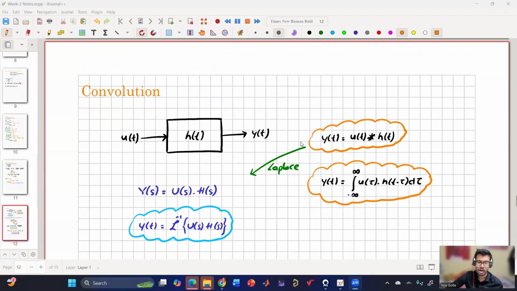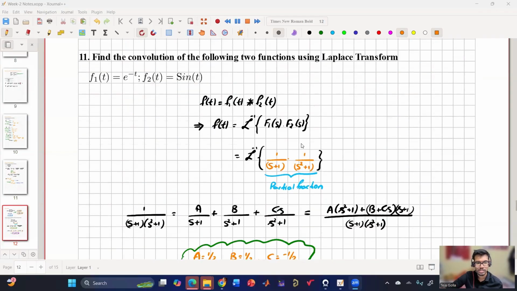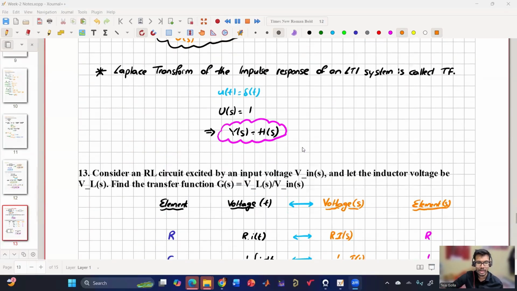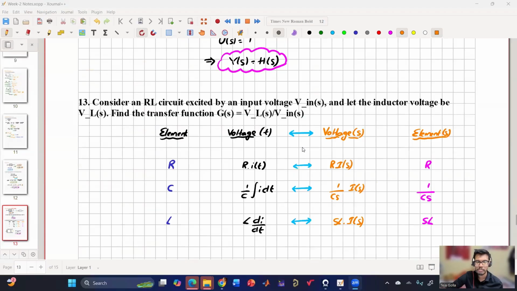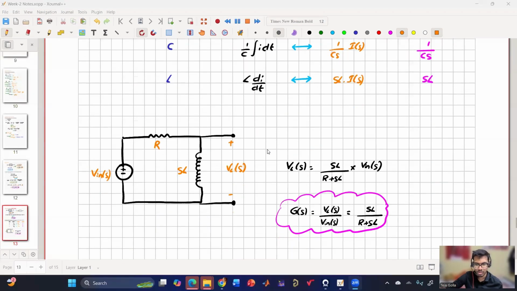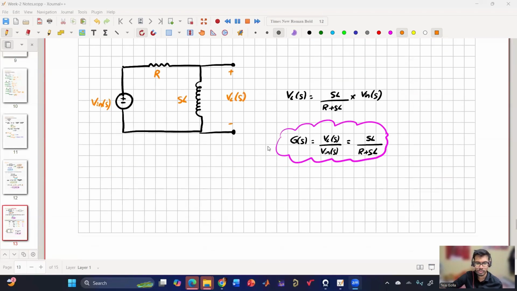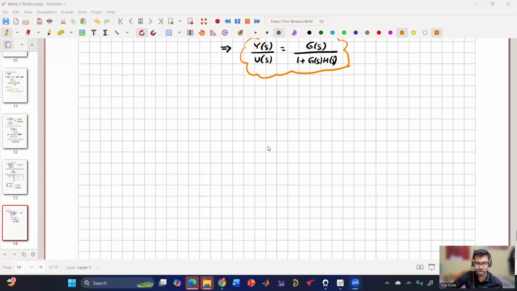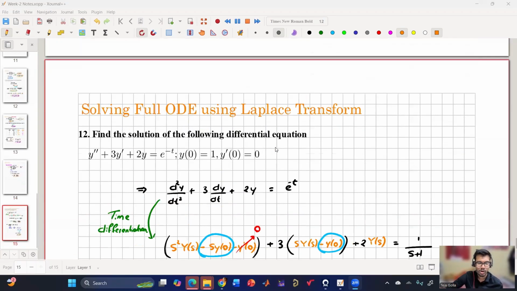Then we have also seen how Laplace transform can help us or make our life simpler in calculating the convolution of a function, and we have solved one problem. Then we have understood what is a transfer function and solved a problem and saw how the elements RLC can be represented in S domain and how we can solve circuit using the S domain. Then we have also understood what is a block diagram and how it is represented, and we have solved a problem. Then we have also seen finally how the Laplace transform can be used to solve a differential equation.